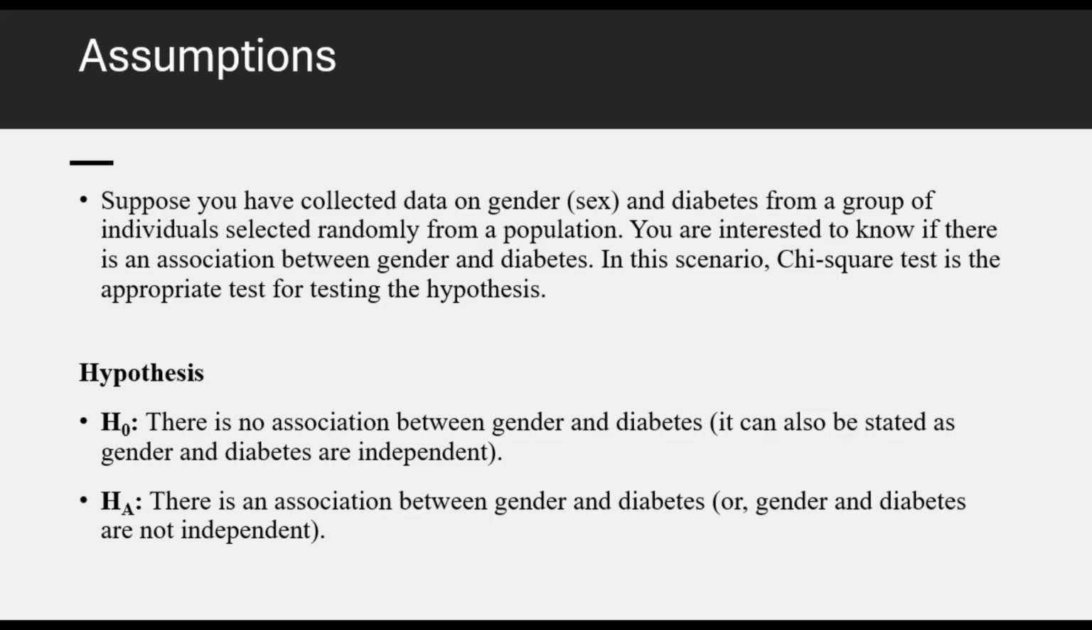Assumptions. Suppose you have collected data on gender, sex, and diabetes from a group of individuals selected randomly from a population. You are interested to know if there is an association between gender and diabetes. In this scenario, chi-square test is the appropriate test for testing the hypothesis. Hypothesis H0: There is no association between gender and diabetes. It can also be stated as gender and diabetes are independent. HA: There is an association between gender and diabetes, or gender and diabetes are not independent.